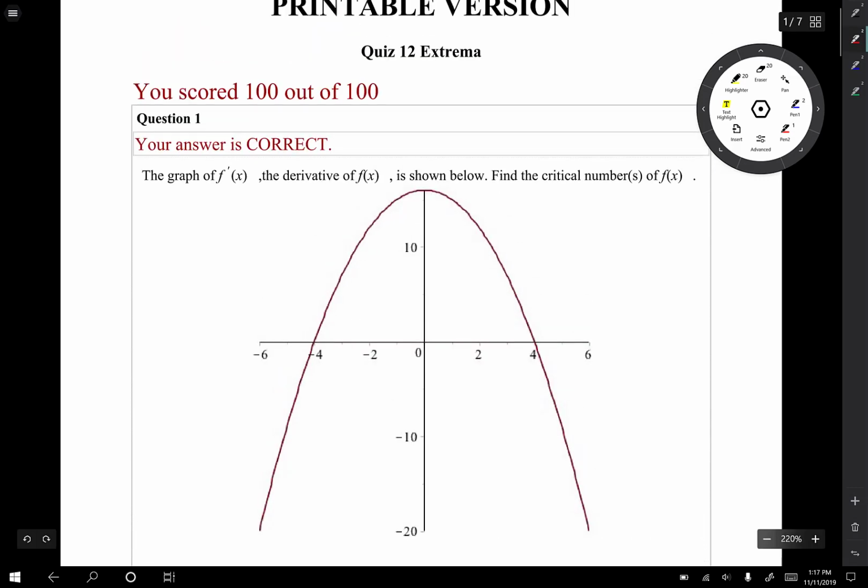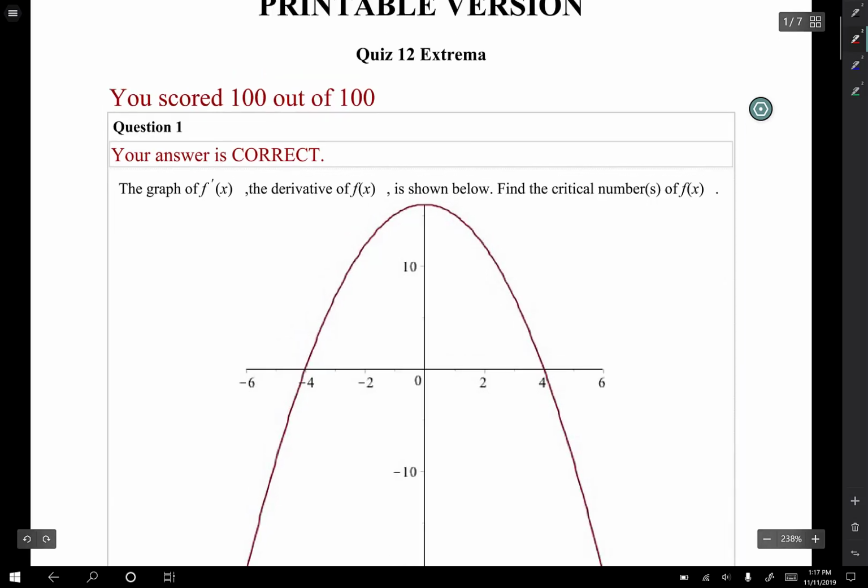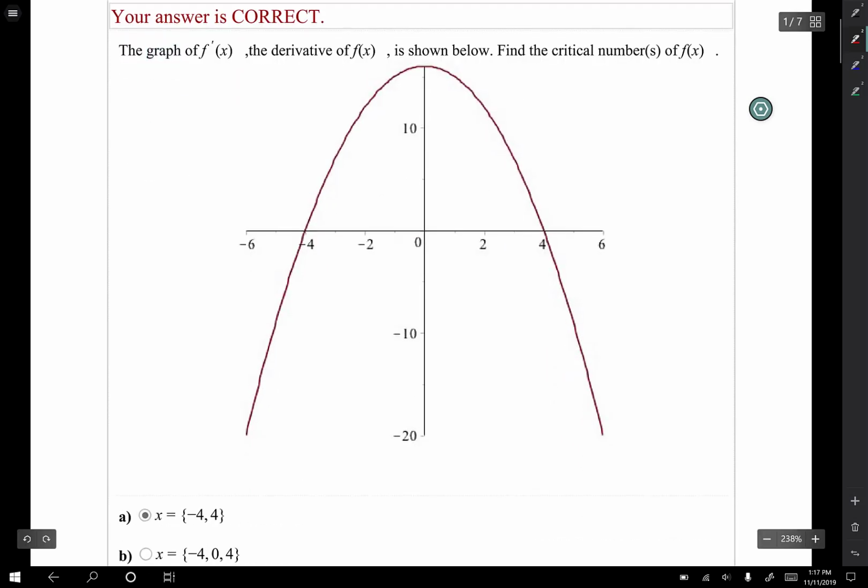I'm in quiz 12, Extrema. Extrema is Latin for extreme, if you did not know. All right, let's just get into it. Let's just go right in.